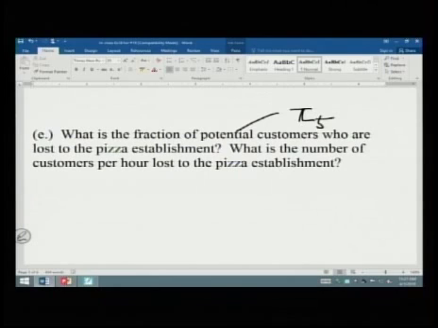Okay, then what is the following question? What is the number of customers per hour lost to the pizza establishment? You said 5. Can you speak up? You said the rate is 10 or so. Right, the capacity is 5 already, so they're going to lose the other 5, since the capacity is... Not exactly.